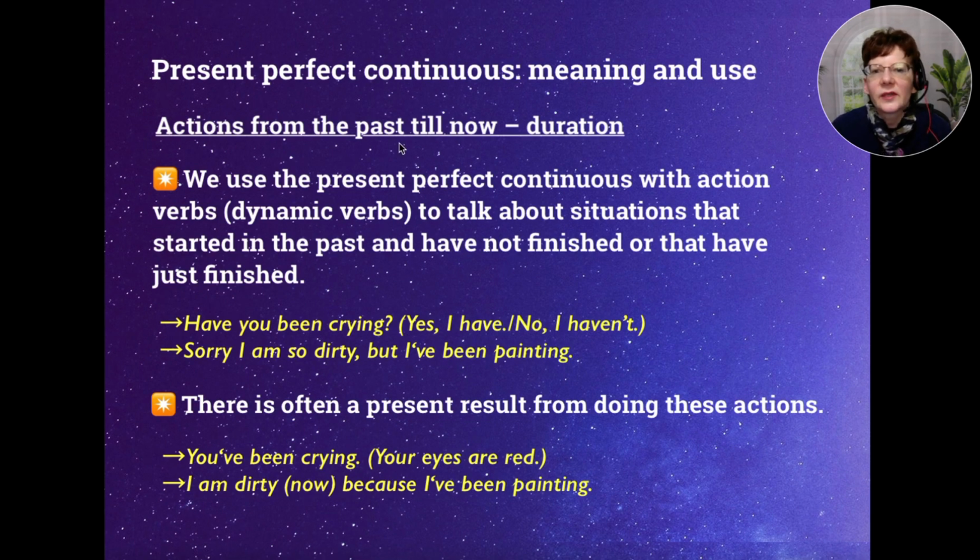Okay, so the present perfect continuous, the meaning and use. The first one we want to talk about is actions from the past until now. That's a duration here. We use the present perfect continuous with action verbs, also called dynamic verbs, to talk about situations that have started in the past and have not finished or that have just finished.